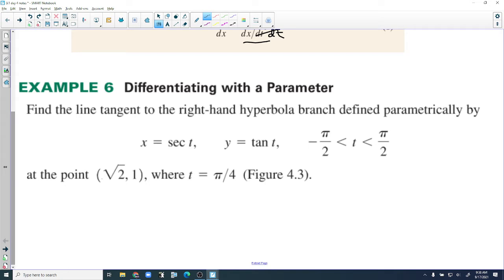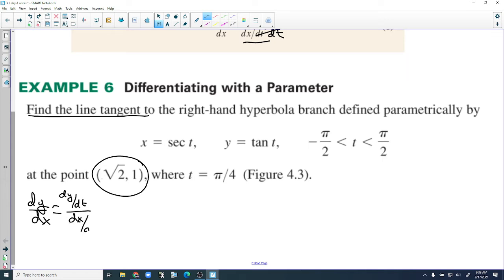So here we see in example 6, find the line tangent to the right-hand hyperbola branch defined parametrically by that. Now this is a hyperbola, if we were to graph it in parametric form, at the point square root of 2, 1, where t is pi over 4. So all we're doing is finding the line tangent. We already have the point, now we just need the slope. In other words, we need dy/dx. In other words, we need dy/dt over dx/dt.